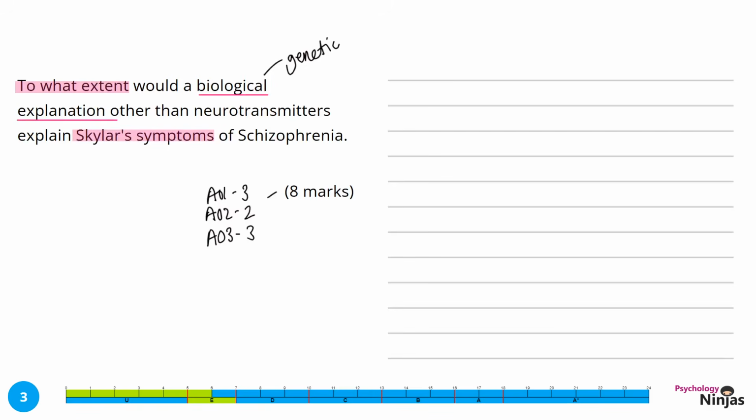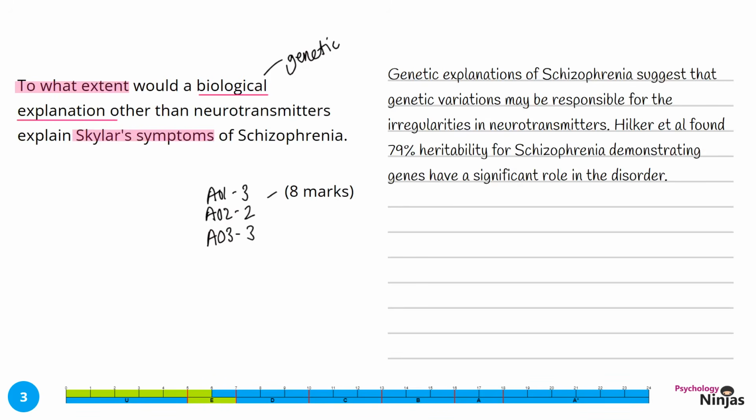Our first job is to explain a genetic explanation for schizophrenia. Genetic explanations for schizophrenia suggest that genetic variations may be responsible for irregularities in neurotransmitters. Hilker et al. found 79% heritability for schizophrenia, demonstrating genes have a significant role in this disorder. We've identified our alternative by talking about genetic variations. We've also identified research that talks about heritability, the likelihood that genes are responsible for schizophrenia.